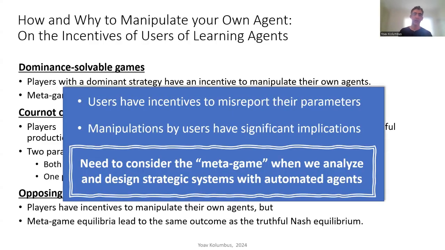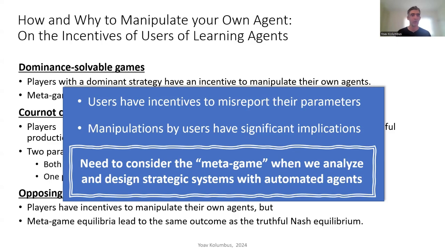And generally, we see that users have incentives to misreport their private parameters to their own learning algorithms. And we see that these kinds of strategic manipulations by the users can lead to significant implications on game outcomes. And I think a takeaway is that we need to consider these points when we analyze or design strategic systems that include automated agents, because the actual game that the users are going to play might be quite different.